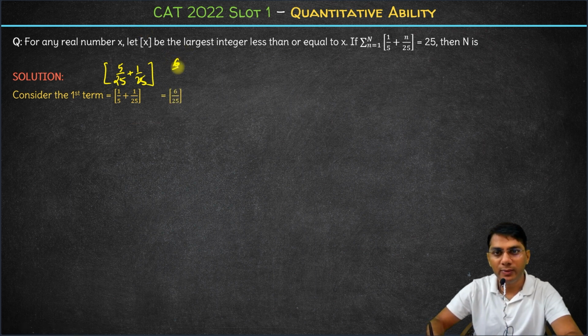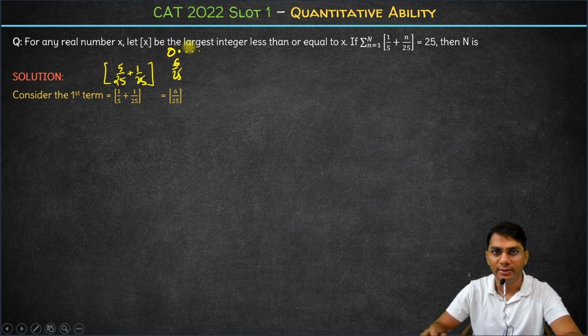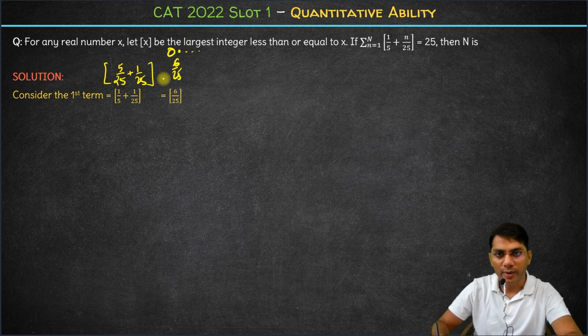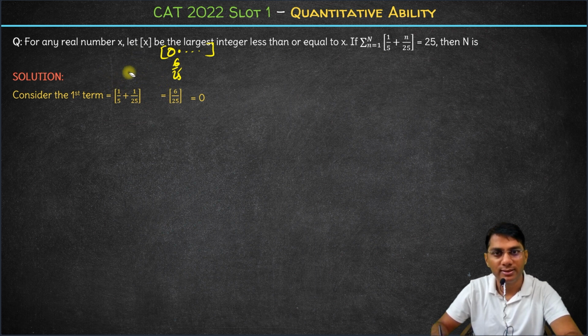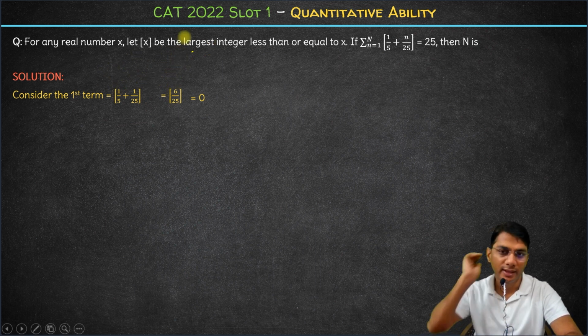Now the number 6 by 25 is going to be 0 point something. It's between 0 and 1, right? Now the square bracket of this is the largest integer less than or equal to this. So if it is the largest integer less than or equal to 0 point something, it will be 0. So the value of this expression comes out to be 0.